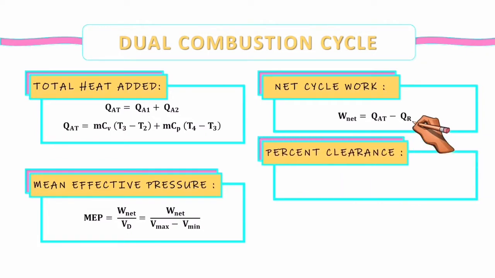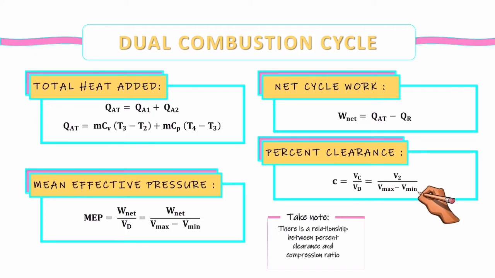For the percent clearance, C is equals to Vc over Vd, equals to V2 over Vmax minus Vmin. Take note that there is a relationship between percent clearance and compression ratio. Therefore, Rk is equals to 1 plus C over C.